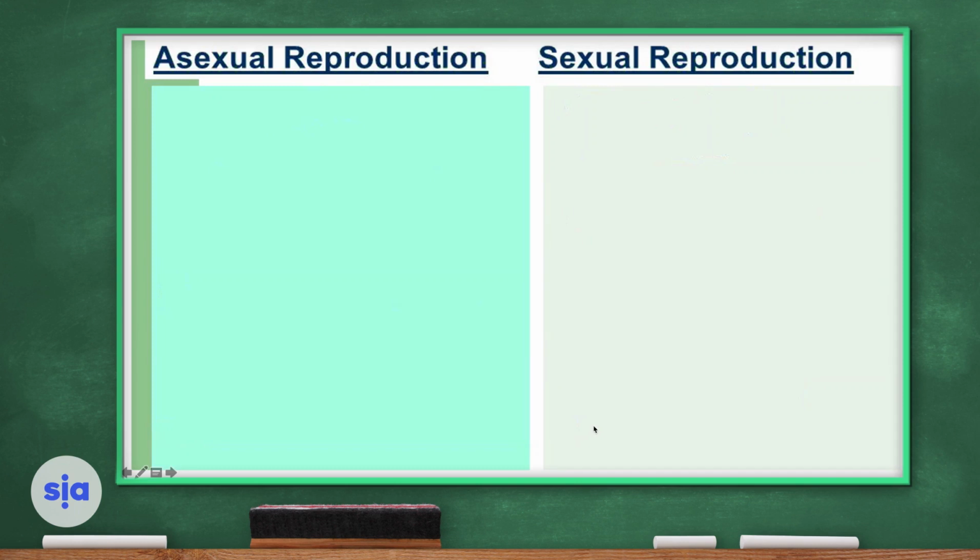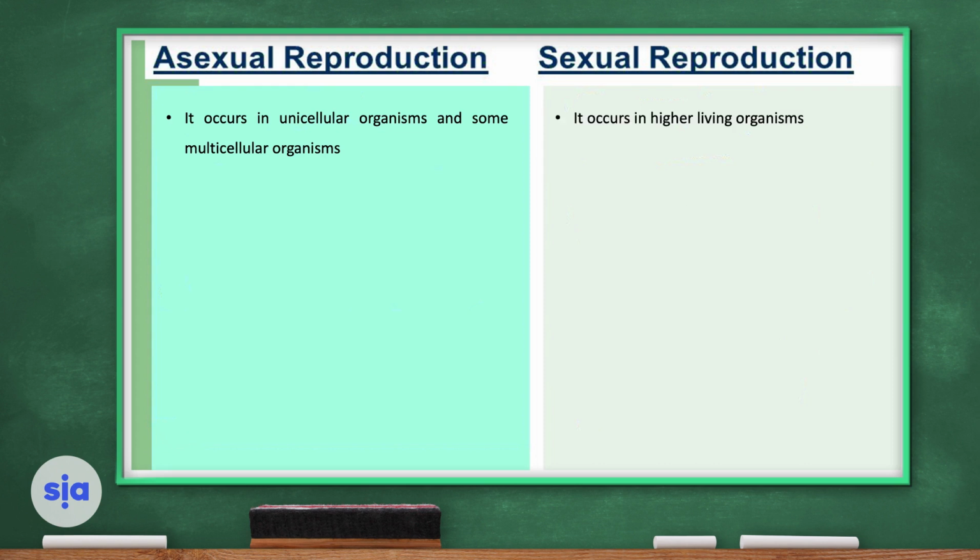Now, let's compare asexual reproduction to sexual reproduction. Asexual reproduction can occur in unicellular organisms, organisms with only one cell, and some multicellular organisms, like Hydra, for example, and fungi. But sexual reproduction occurs only in higher living organisms.